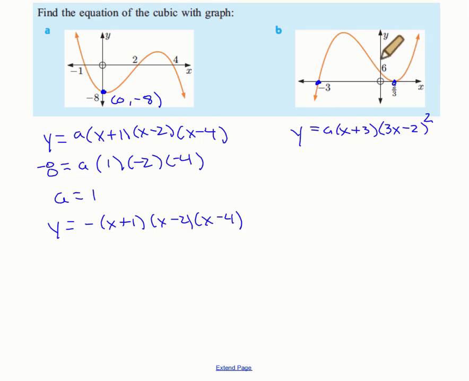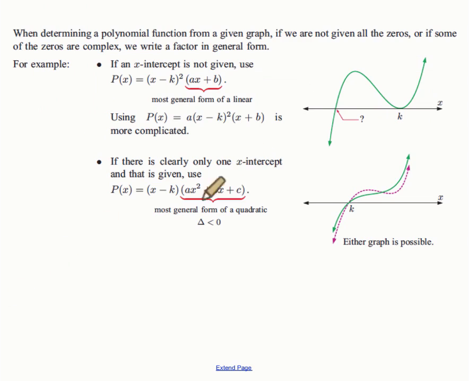We also have the coordinate 0, 6. So substituting 6 in for y, I'm not going to go through this again, and 0 for x, I will tell you that we get a equal to 1/2. So we have the beautiful cubic 1/2 times x plus 3 times 3x minus 2, the quantity squared. Moving on.